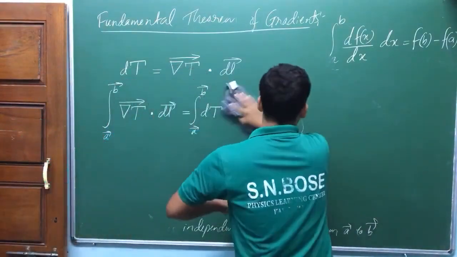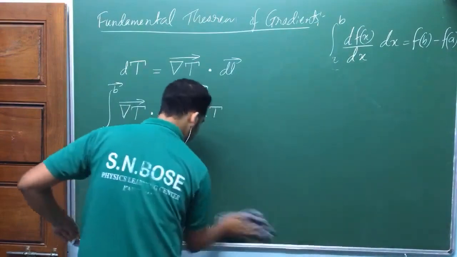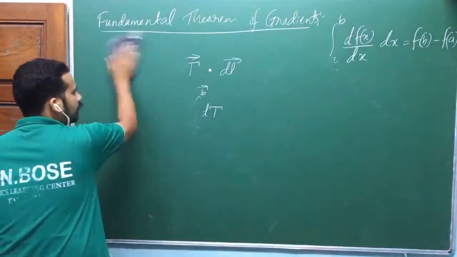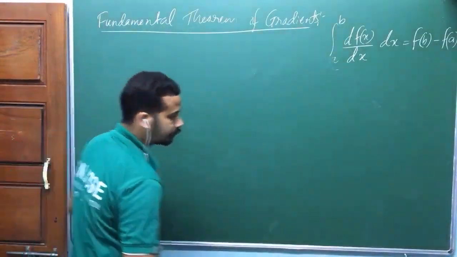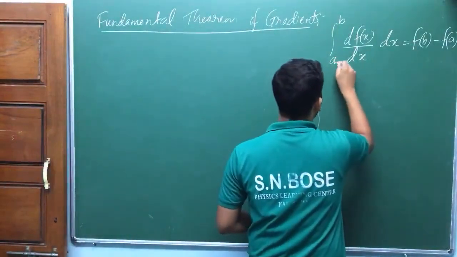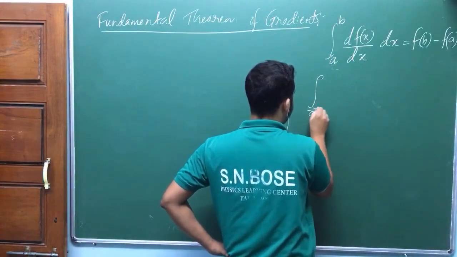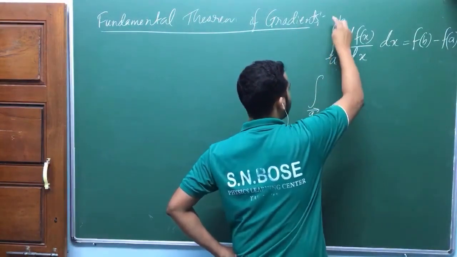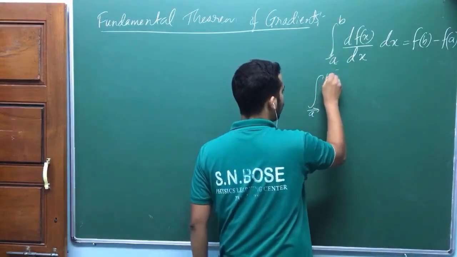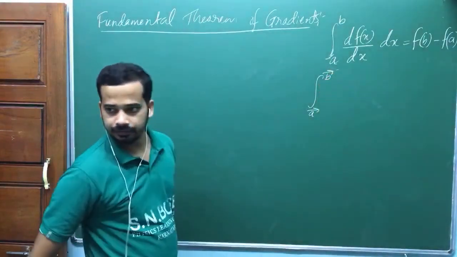Now, to verify this one, shall we do one problem quickly? Wait a second. Before getting into the problem, let me write the theorem we got. What is the theorem we got? Integral from A to B. Earlier, A and B were two points on the x-axis. Now, A and B are two points in space, isn't it?